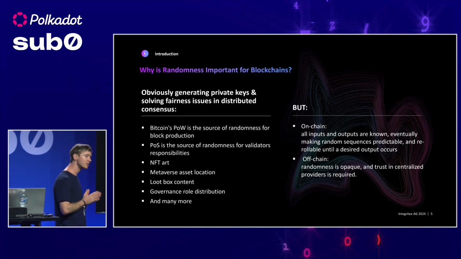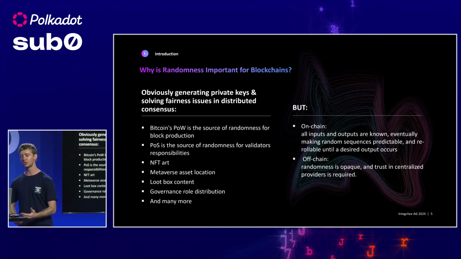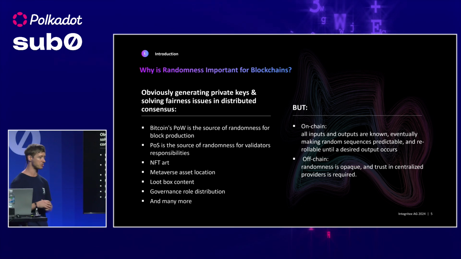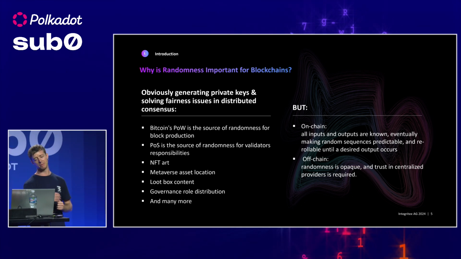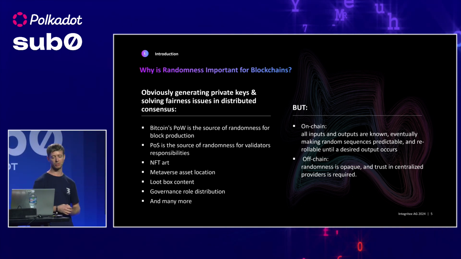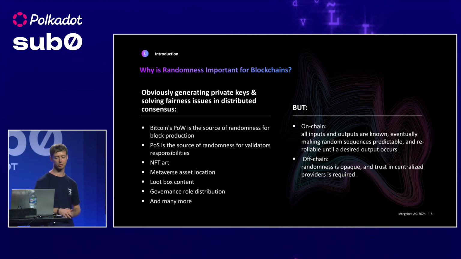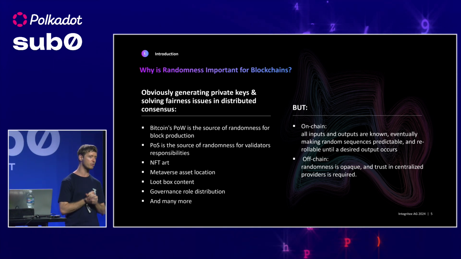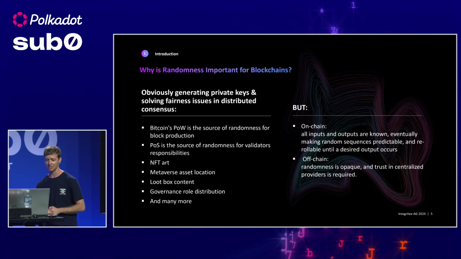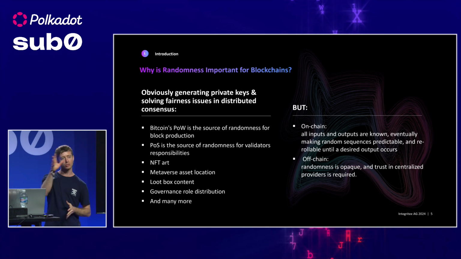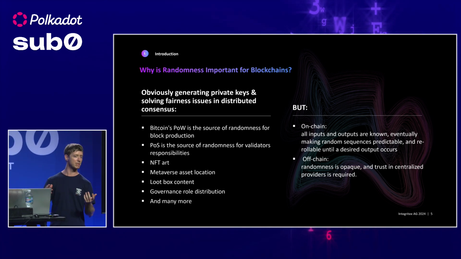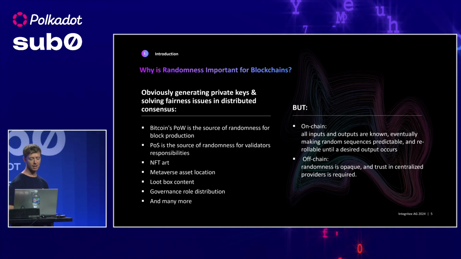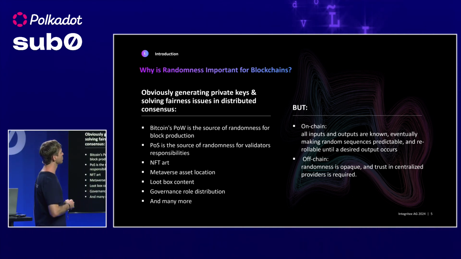Then NFT art: we want it to be perfectly random. No one should be able to create a subjectively more beautiful NFT by messing with the randomness. Metaverse: we want asset locations to be fairly distributed. Lootbox content should be fairly distributed. And then again, on the more on-chain or low-level side, if you have a governance body, like we have on Polkadot, and responsibilities take turns, then you also want this process to be either round-robin or fairly randomized.